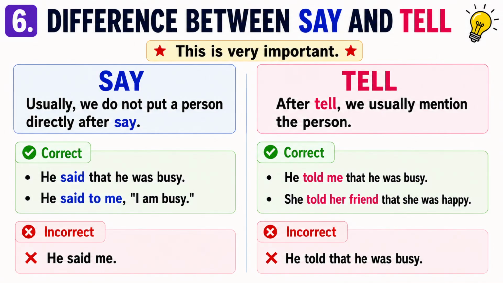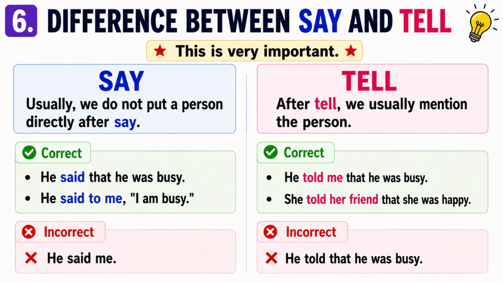Now let us understand the difference between say and tell. Usually, we do not put a person directly after say. Correct sentence number 1. He said that he was busy. Correct sentence number 2. He said to me, "I am busy." Incorrect sentence. He said me.